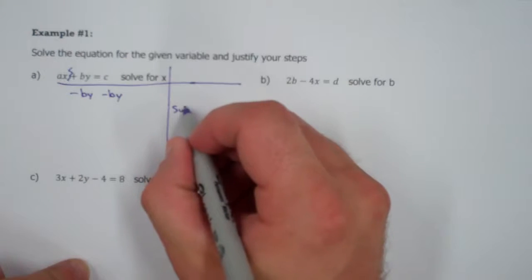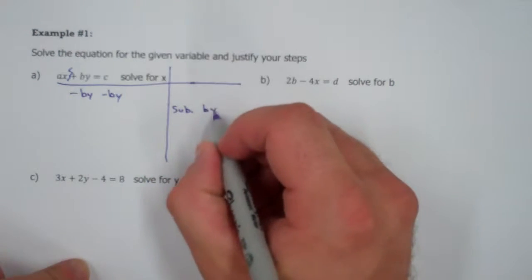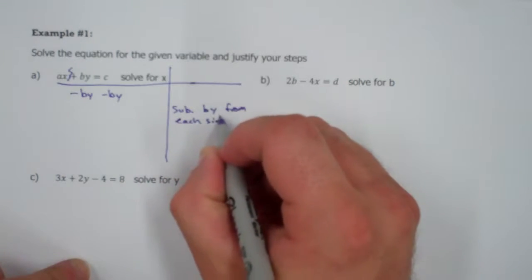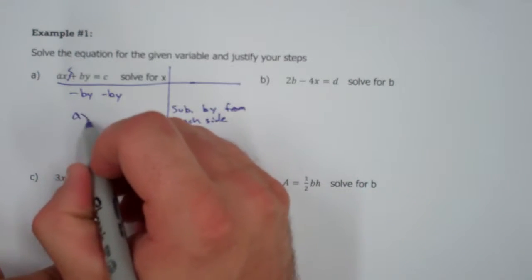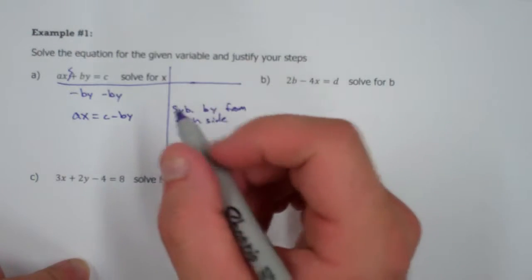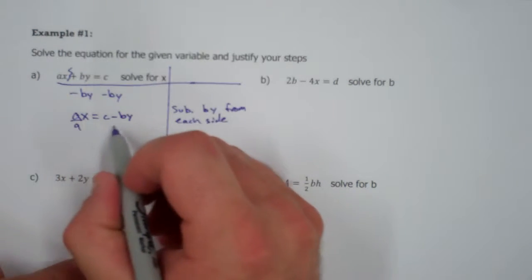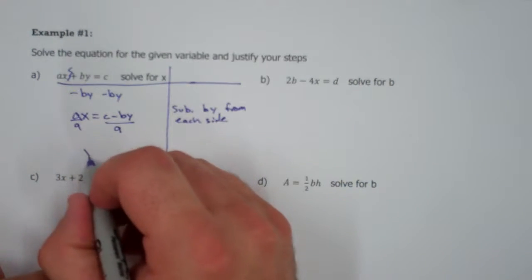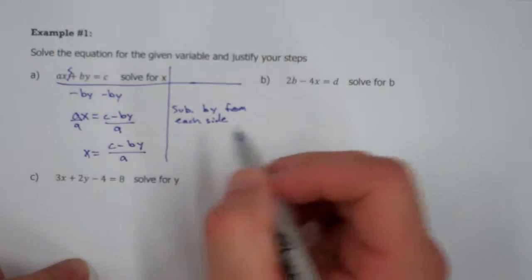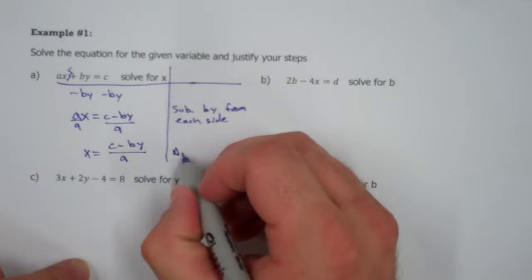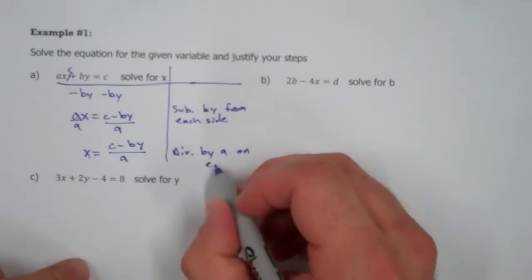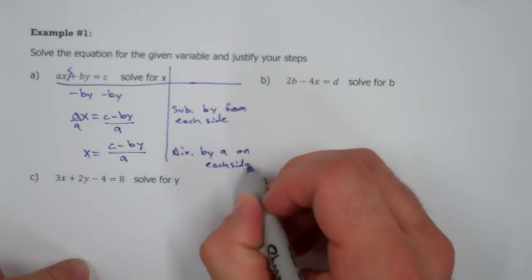So we could note that here. Subtract by from each side. Ax is equal to c minus by. Wouldn't be wrong if you put negative by plus c. That'd be fine. Then we need to divide by a. And we'll find that x is equal to c minus by over a. What we did to each side before was divide by a on each side.